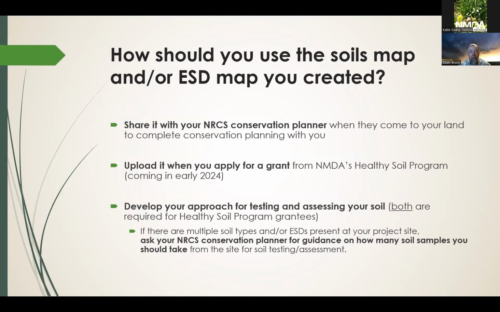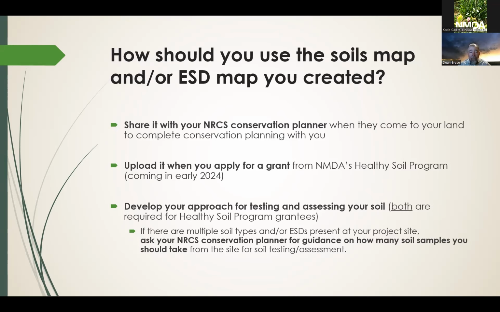Next slide, please. So once you've created your soil map or your ecological site description map, what exactly do you need to do with it? Well, the first thing is to provide that map to your NRCS conservation planner when they come out to your land to complete conservation planning with you. This allows them to understand the soils that you have on your project site, as well as the ecological site description, so that they can tailor the conservation planning that they're going to do to your specific site. Also, you'll need to upload that map when you actually apply for NMDA's Healthy Soil Program, which will be coming out in early 2024. The soils map and ecological site description map are also crucial to help you develop your approach for testing and assessing the soil.